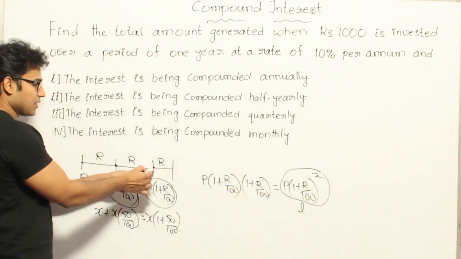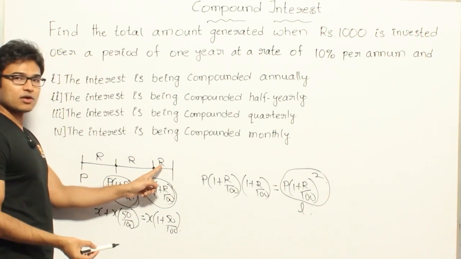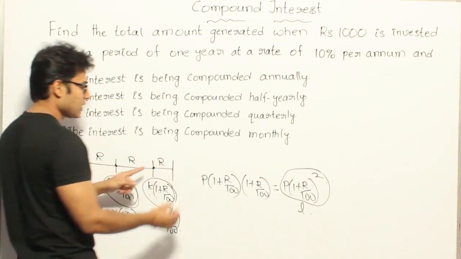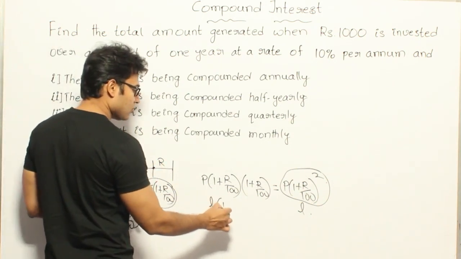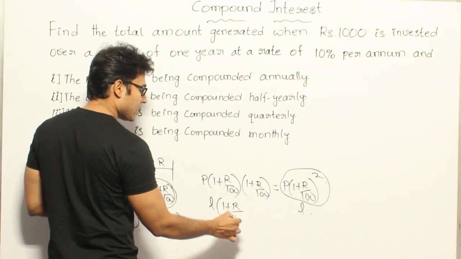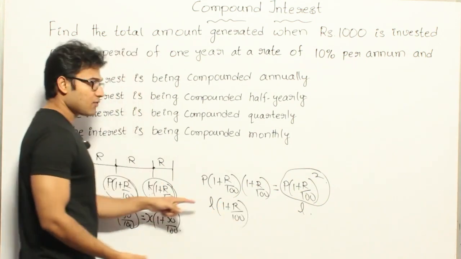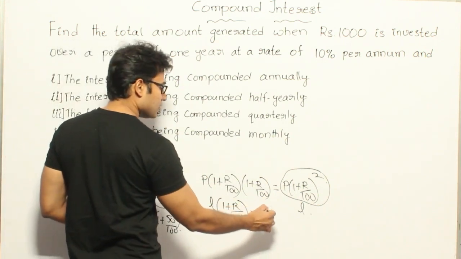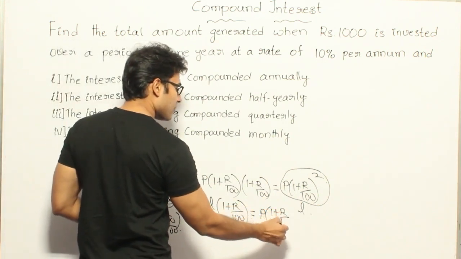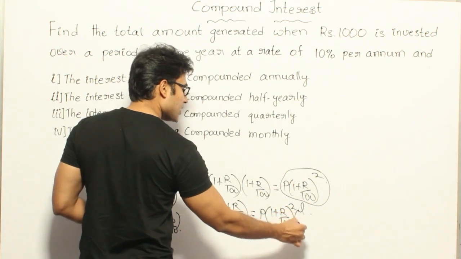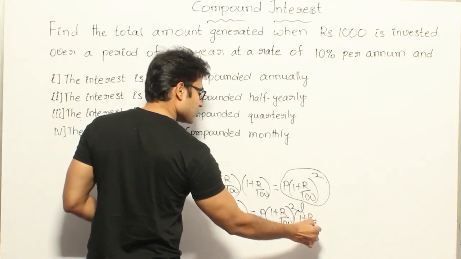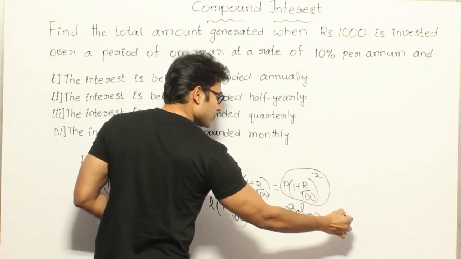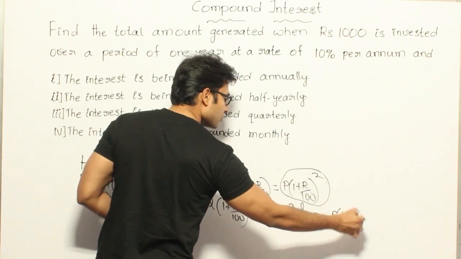Now from here to here again L is going to grow by a rate of R%. Therefore it has to be L into 1 plus R by 100, right? And what is L? L we have to substitute. So it is nothing but P into 1 plus R by 100 whole square into 1 plus R by 100. So it is going to be P into 1 plus R by 100 whole cube.